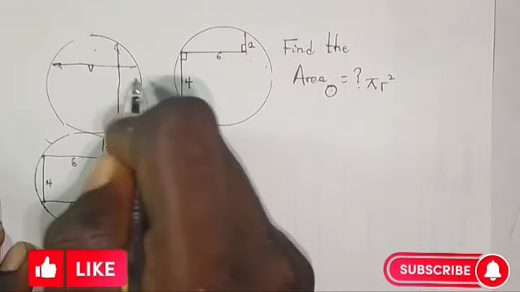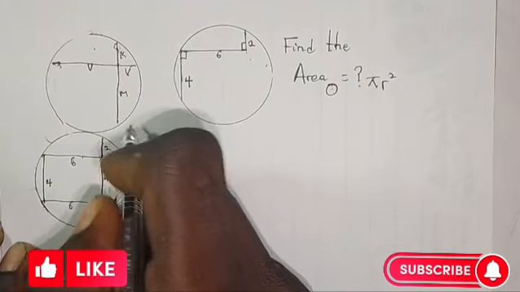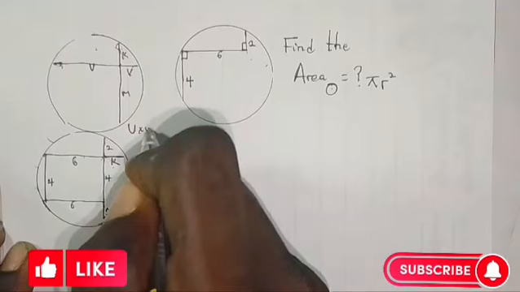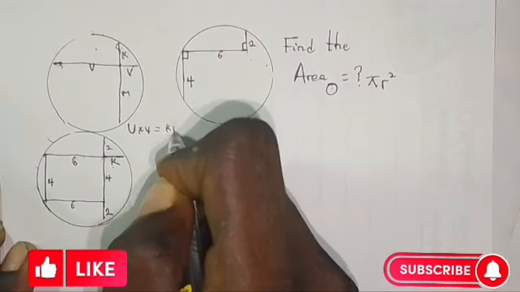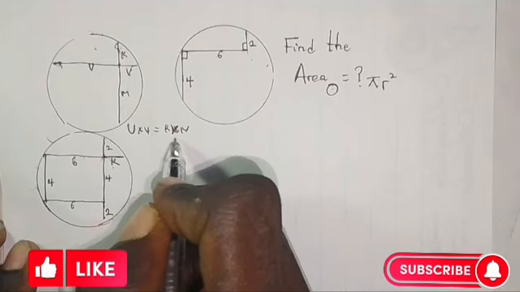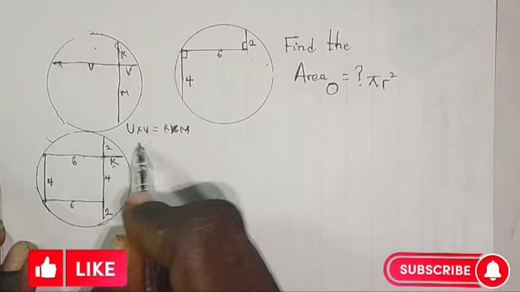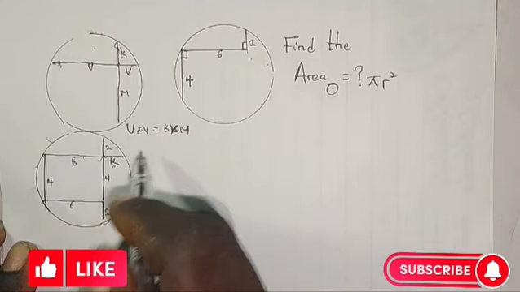For instance, if this is U, this is V, this is K, this is M, this implies that U multiplied by V is equal to K multiplied by M. So now, knowing this, let's first look for the value of K. We are going to be using this to look for the value of K.